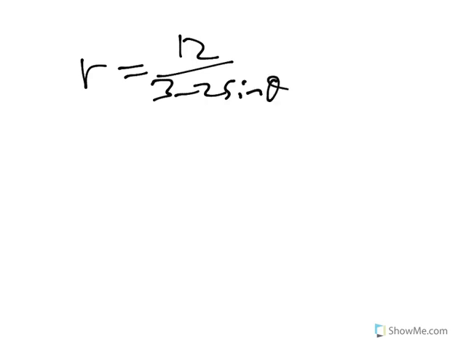We can go in the other direction. If you told me 12 over 3 minus 2 sine theta, and I wanted to turn it back into rectangular, I could cross multiply.